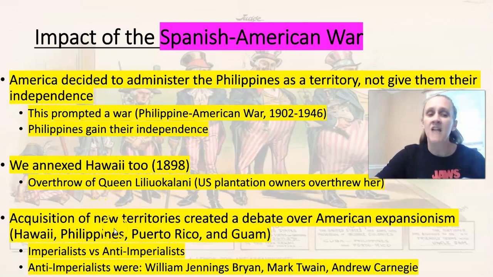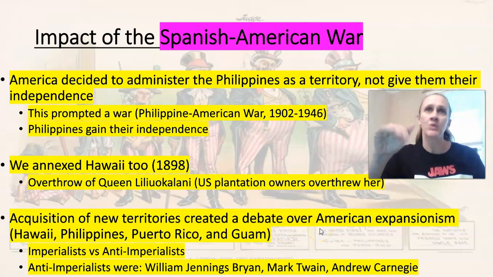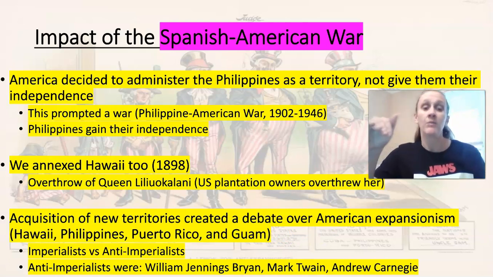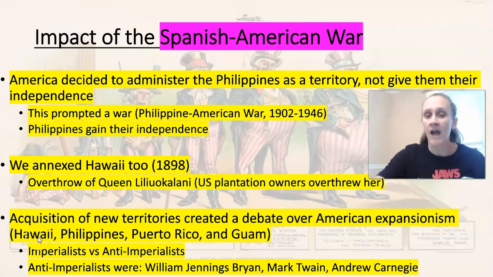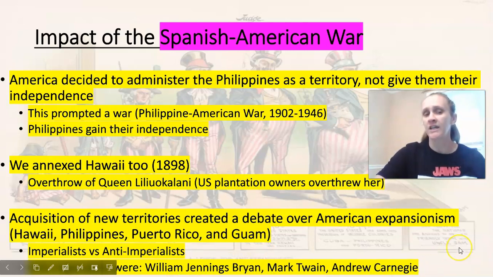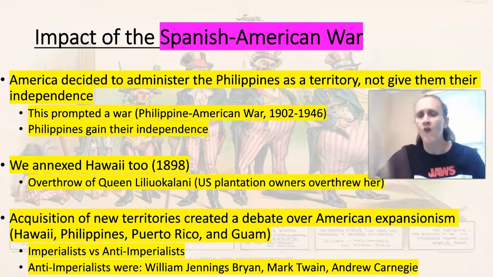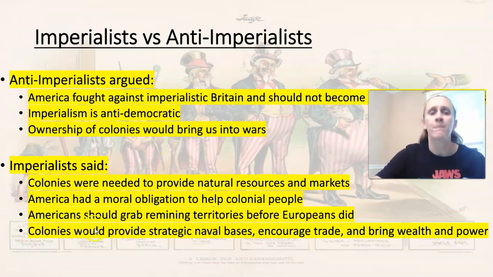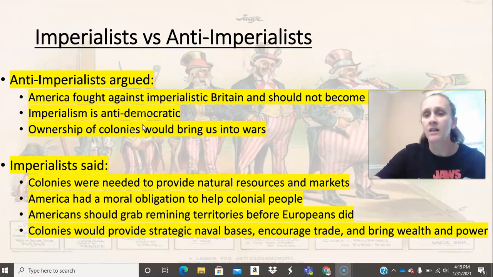And this is a time when the United States acquires a lot of new territories, and it sparks a debate between anti-imperialists and imperialists in the United States. We gain Hawaii. We have Alaska, the Philippines, Puerto Rico, and Guam. Okay? And you see these names down here. William Jennings Bryan, Mark Twain, and Andrew Carnegie are going to be your anti-imperialists. They don't want to be bothered. They don't want to get involved in foreign affairs. Okay? All right. Now you're keeping track of the yellow, right? These are your notes. Okay?